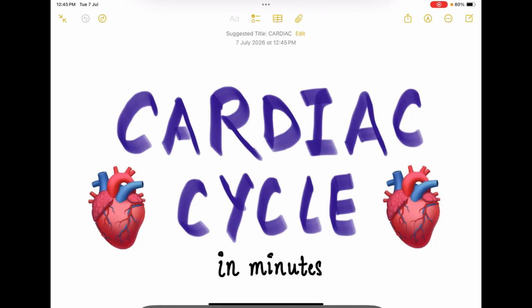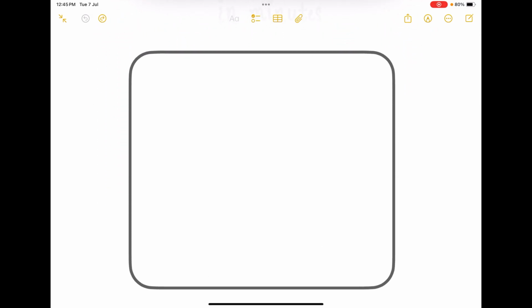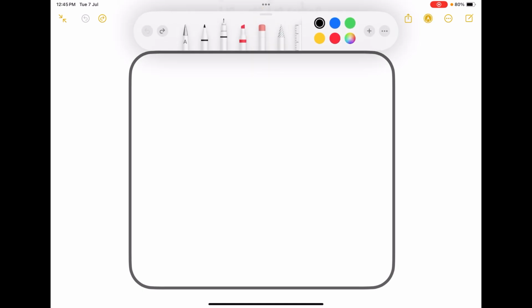My name is Yash Verma, a first year MBBS student, and today we are going to simplify the cardiac cycle. So let's get started. First I'll draw a cardiac cycle so that I can give you an overview about the topic. I'll draw two circles, the outer one for ventricular activity and the inner one for atrial activity.